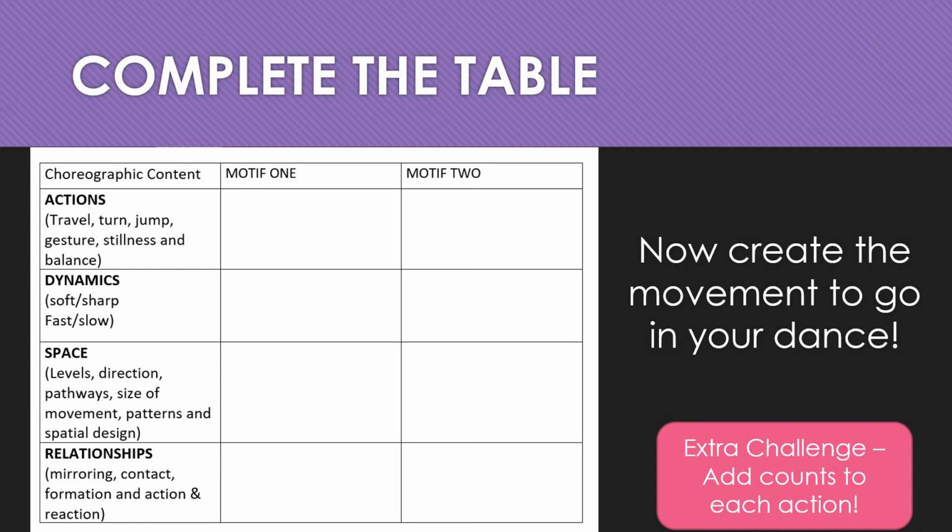In terms of space, so telling me what direction they're facing. Are they facing the front or are they facing the back? Are they facing the diagonal? What level are they on? Are they on a high level? Are they on a medium level? Or are they on the floor on a low level? What pathway they're taking if they're travelling, if it's a small movement or if it's a huge movement, etc.